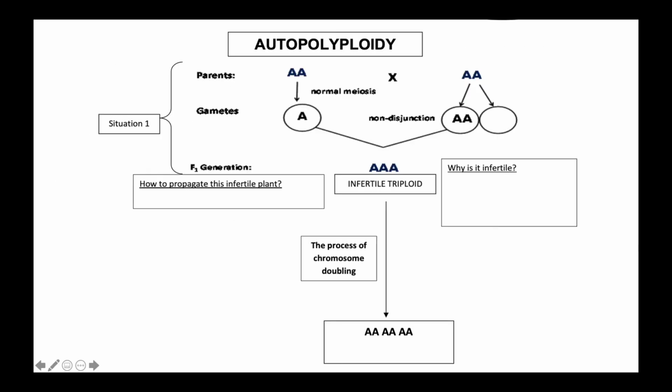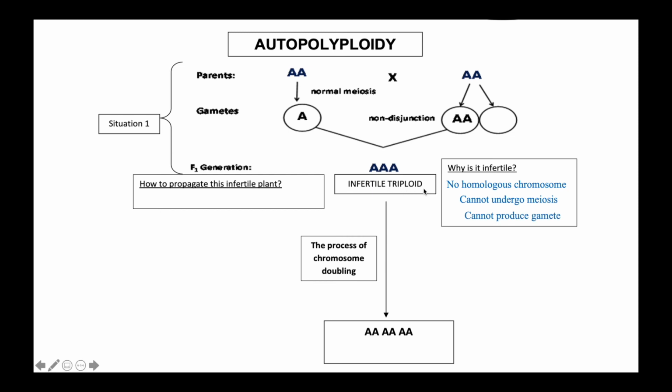Let's take situation 1 for example. The F1 generation is produced from the fertilization of a normal gamete with an unreduced gamete. Due to this, the F1 generation will have 3 sets of chromosomes, or triploid. Triploid individuals are infertile. This is because there is no homologous chromosome. Hence, meiosis cannot take place, preventing this individual from producing gametes.